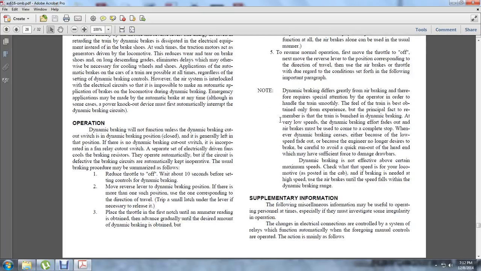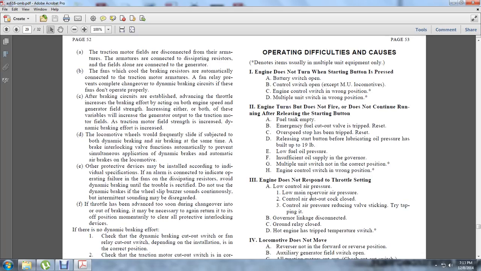Supplementary information. The following miscellaneous information may be useful to operating personnel at times, especially if they must investigate irregularities in operation. In the trains, the electrical connections are controlled by a system of relays which function automatically when the controlled manual controls are operated. The action is mainly as follows. A. The traction motor field is disconnected from the armature. The armatures are connected with the dissipating resistor. The fields are connected with the generator.